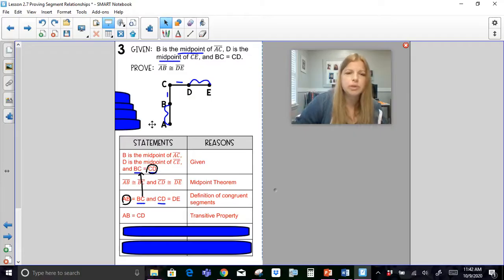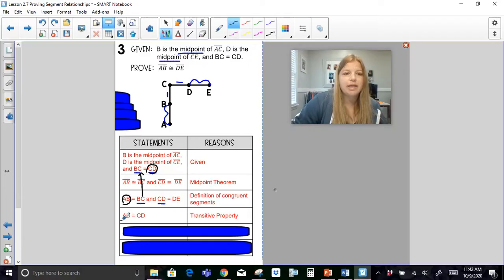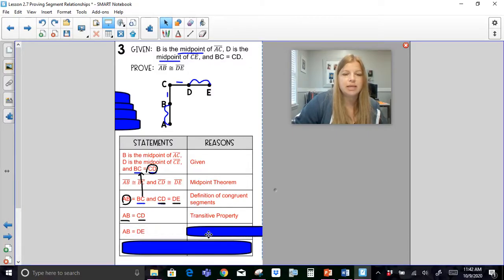Now we're getting super close because look what I want to be able to say. I want to say that AB goes with DE. Well, here, CD is equal to DE. So if I know that AB is equal to CD and CD is equal to DE, then I can say that AB is equal to DE, and again, that's my transitive property.